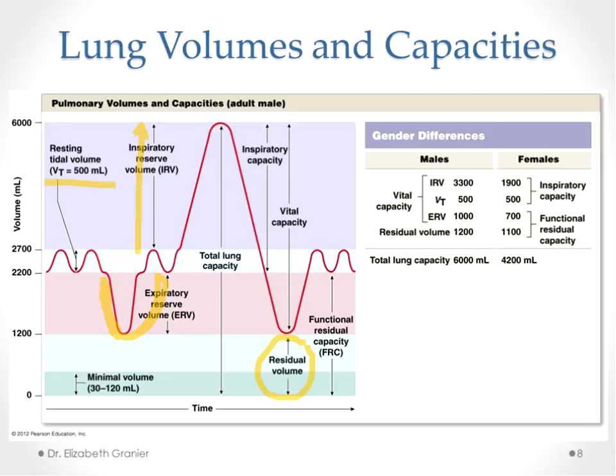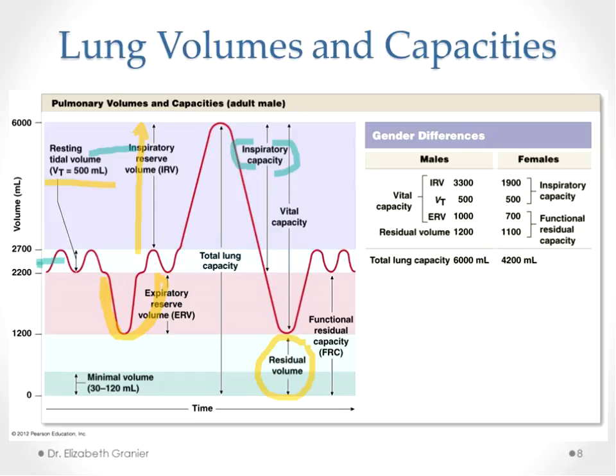Okay? Now, capacities are going to be two or more volumes together. So the first capacity is how much air your body is capable of taking in. Your inspiratory capacity reflects two volumes that involve an inhale: the tidal volume and the inspiratory reserve volume. So inspiratory capacity is the amount of air you would be able to inhale should you ever try. And it can be somewhere around 500 to 1900 in females, and in males, it might be a little bit more.